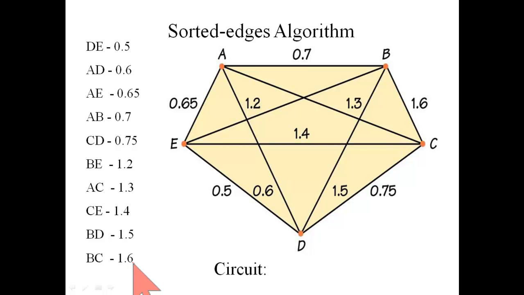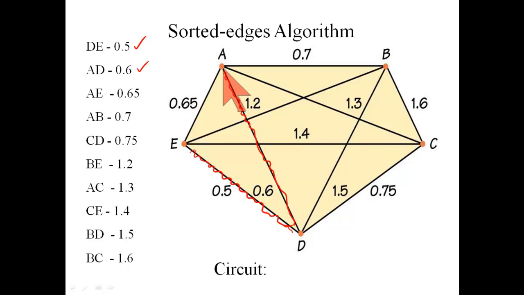Now, let's go about building the circuit. Remember, I can't put more than 2 edges to a vertex and I can't prematurely complete a circuit that doesn't include all the vertices. So, first candidate for the circuit is edge DE. Can I put it in? Sure. Adding this edge doesn't violate either of those 2 conditions. How about edge AD? That would be here. And that's fine. That wouldn't put more than 2 edges into any vertex or prematurely complete a circuit.